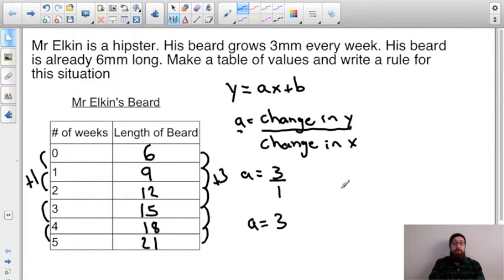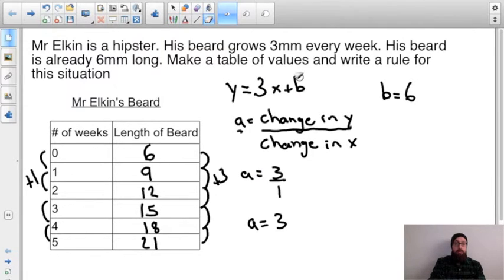Now we need to figure out what our b is. Well, we said b is equal to what we have for y when x is 0. Well, when x is 0, y is 6. So our b has to be 6. We now have all the elements we need to write our rule. So if y is equal to ax plus b, we swap out our a, which we just figured out was 3, and we swap out our b, which we just figured out is 6. We know that our rule is y is equal to 3x plus 6.